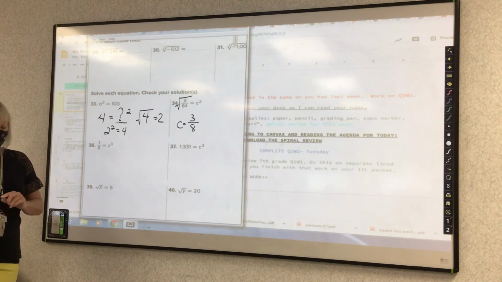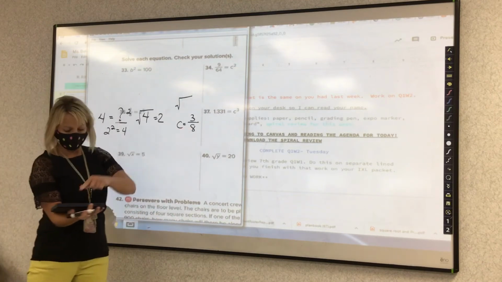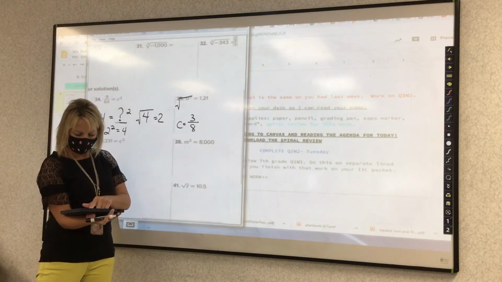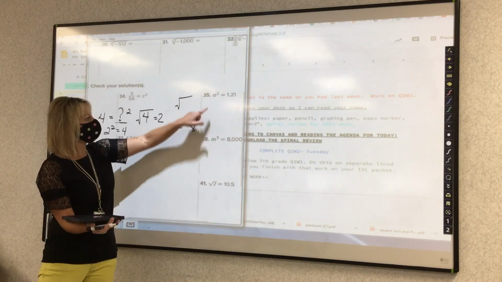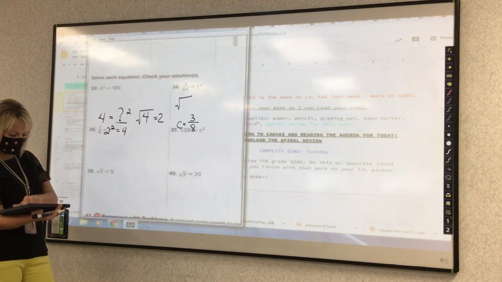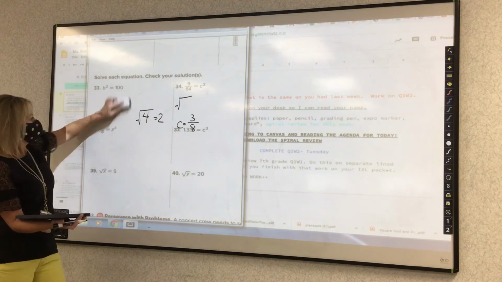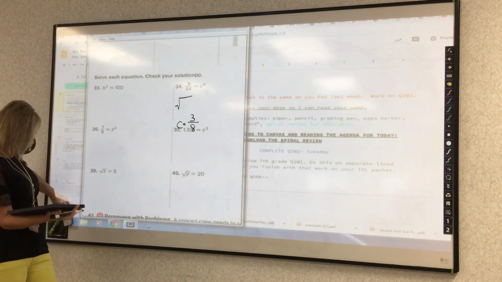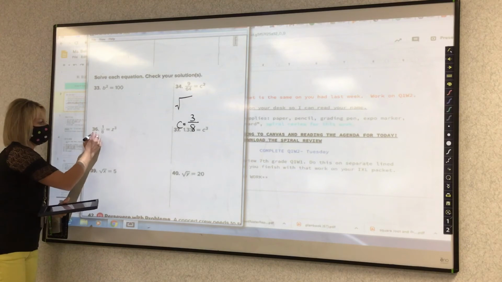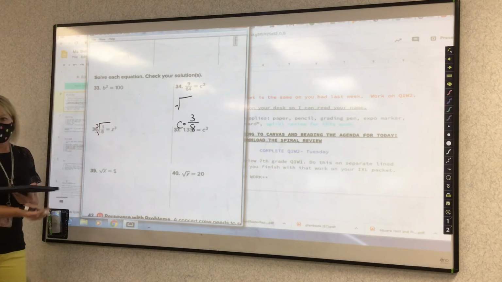I got the answer. 36. Be careful, because 34 was something squared. 36 is something cubed. So I want you to write in your pen, you are finding the cube root of 1/8.